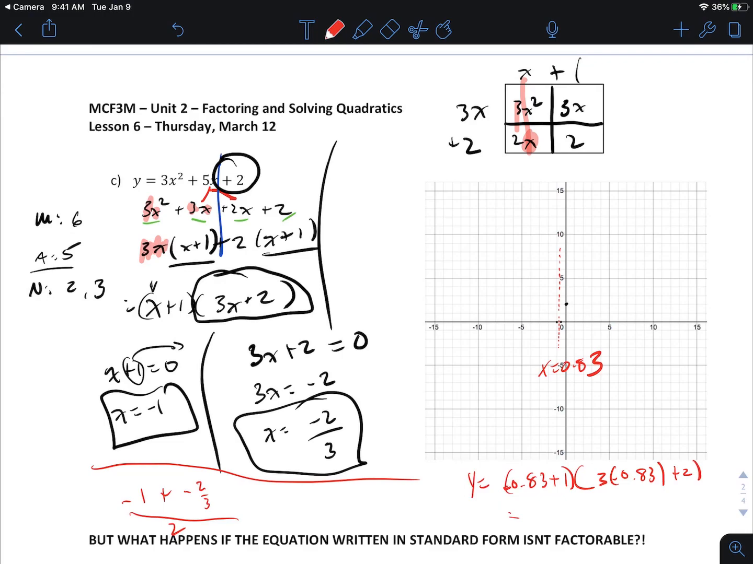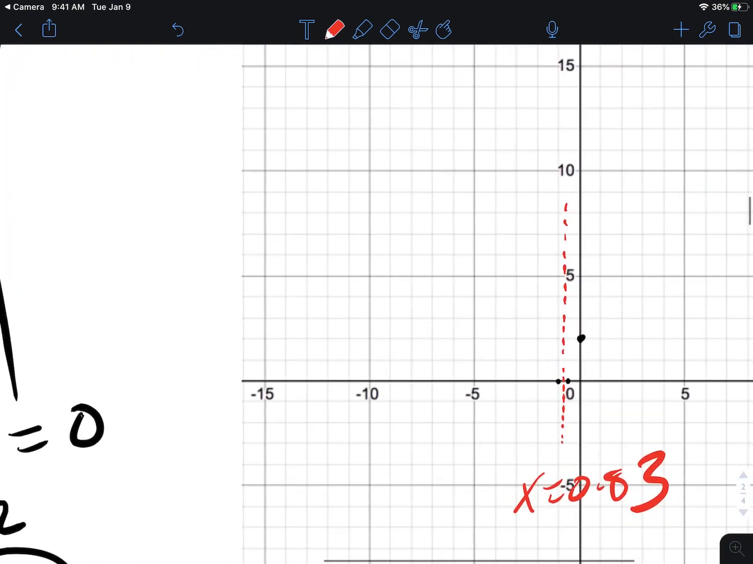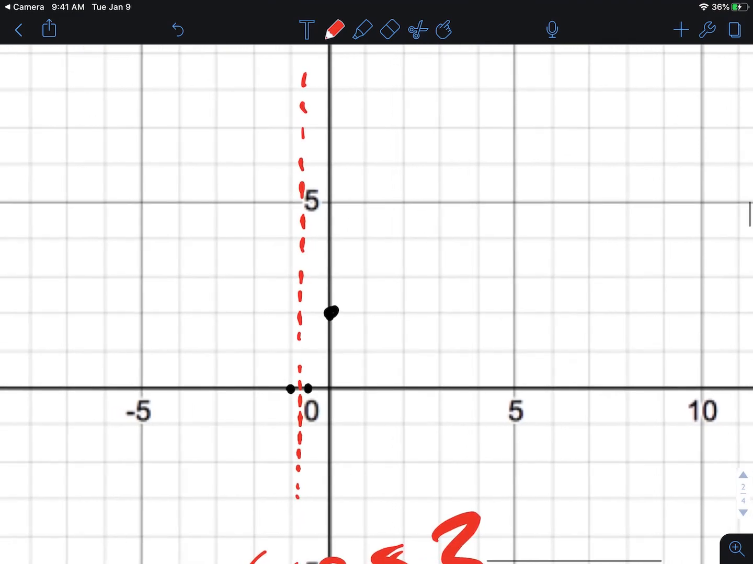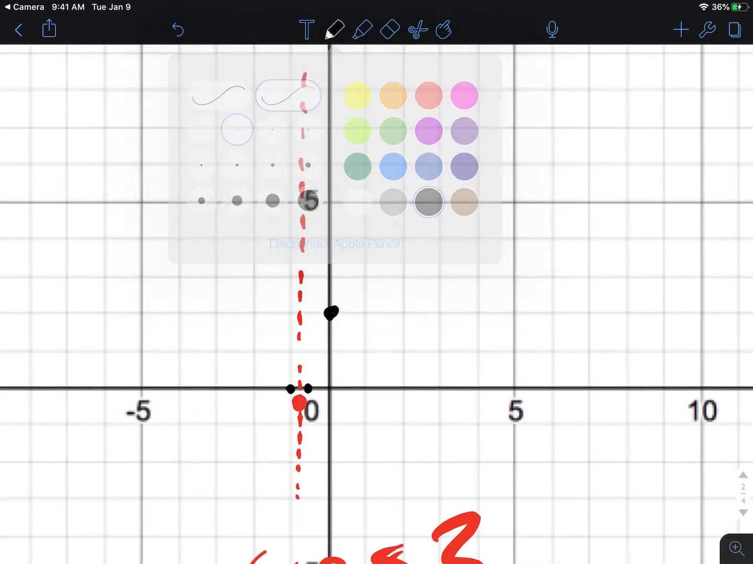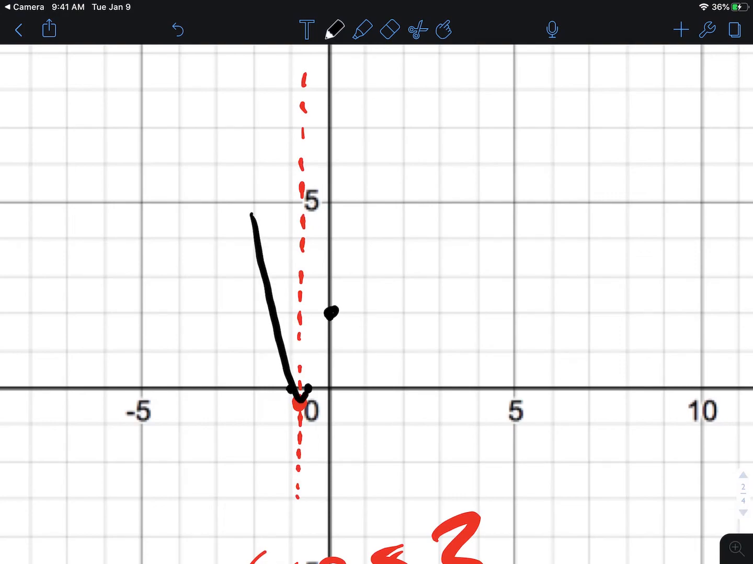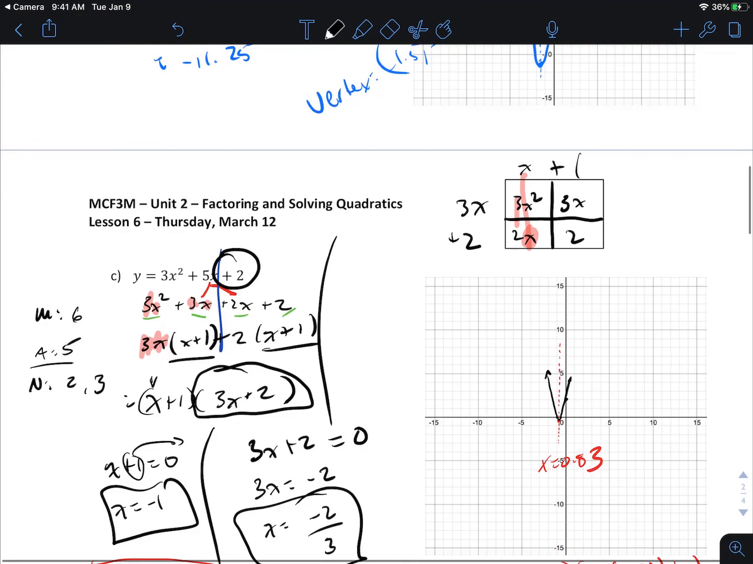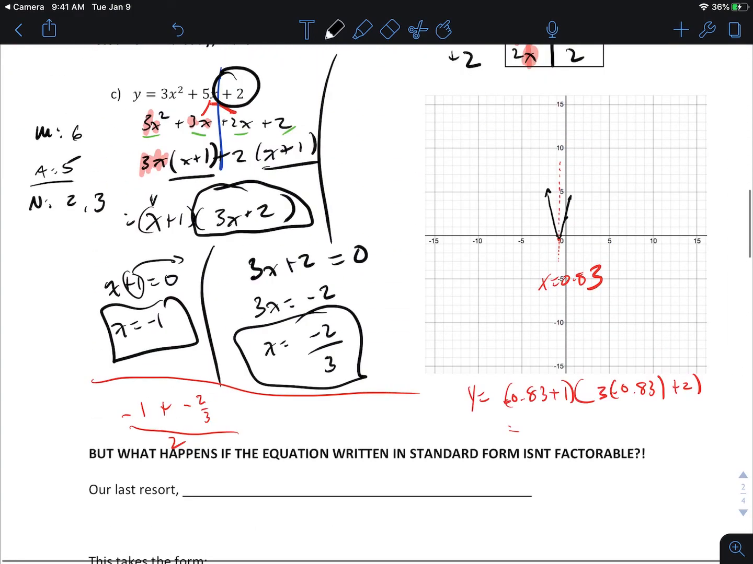Did anybody get an answer? Do we know where that's sitting? It'd be around like negative 0.83, so it's really, really small. Yeah, so it's like right here. So then your parabola looks something like this. This is a horrible question. It's a cute little tiny one. Can't even see the points.